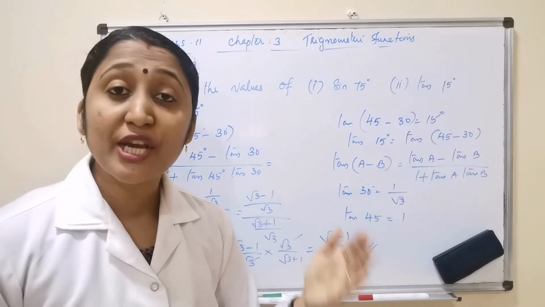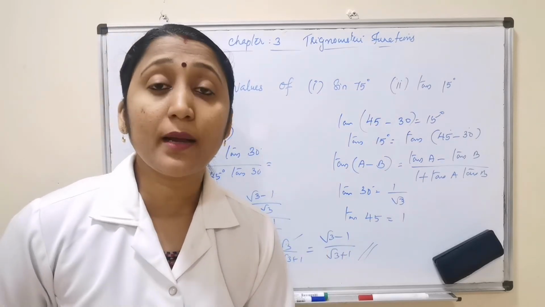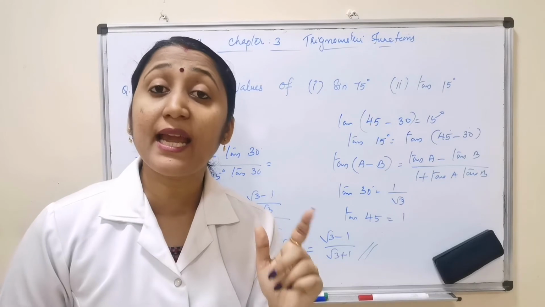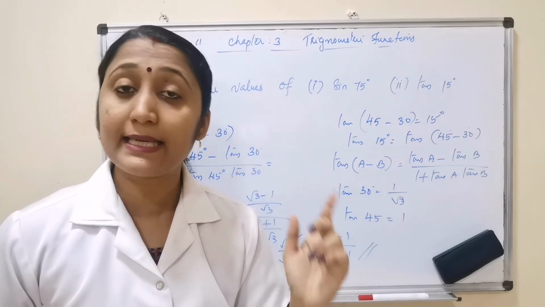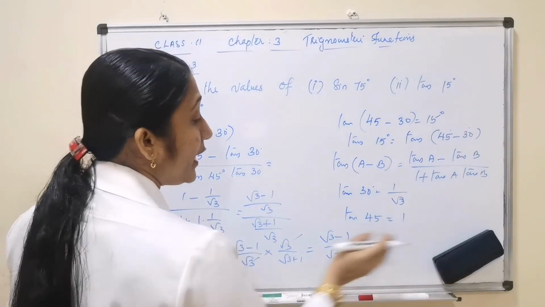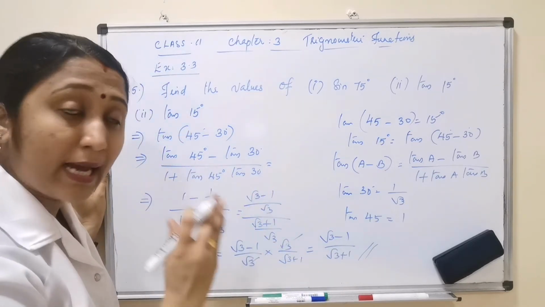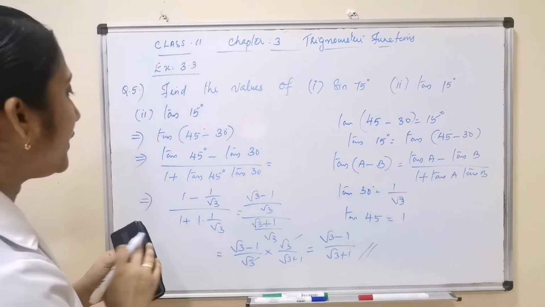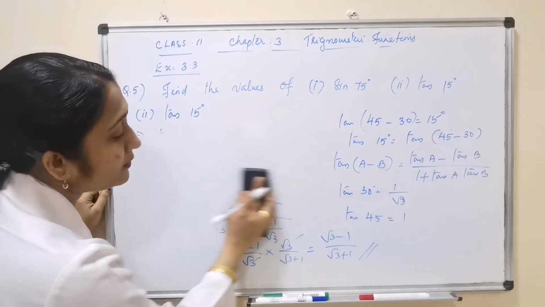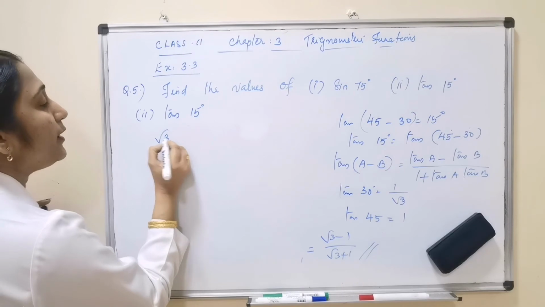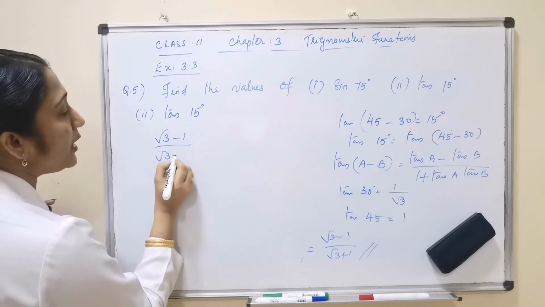So we have to change it into a rational number, which means we have to rationalize. We already studied this in the 9th class. Let us see. Here again we have to change this irrational number into a rational number. Here we got (root 3 minus 1) by (root 3 plus 1).